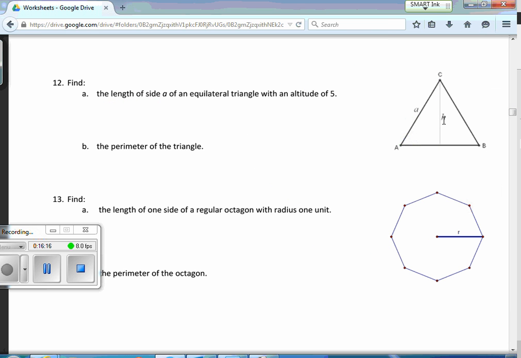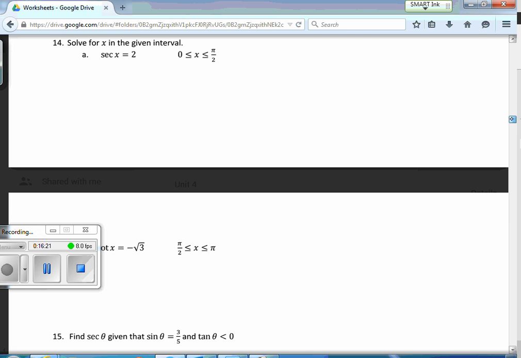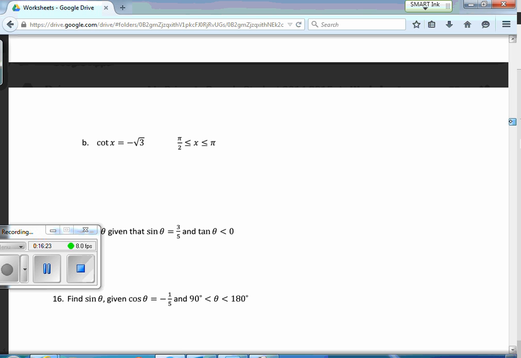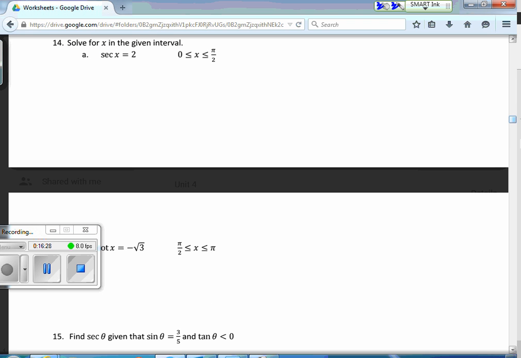Work through some more of your packet with you here. Solve for x in the given interval. And this one's particularly a pain because it's secant. Do you remember that the sister functions are sometimes easier to figure out? Like, you may not know secant, but do you know 1 over secant is 1 over 2? 1 over secant is also known as cosine. Now it's easier. You probably recognize it now.